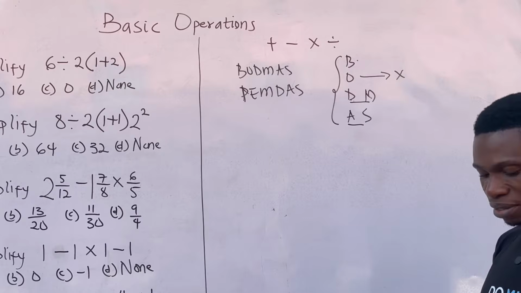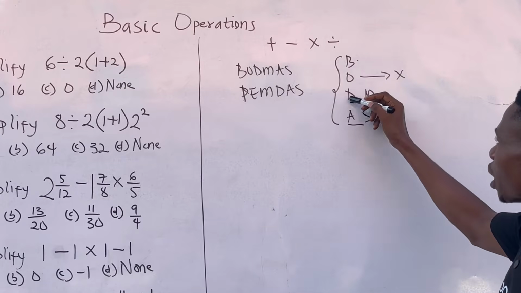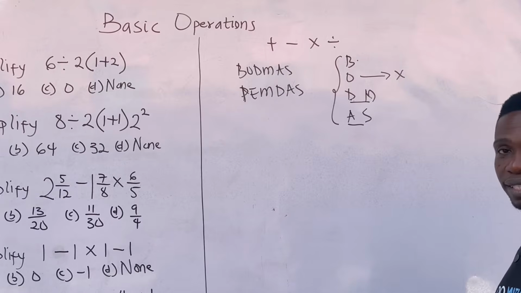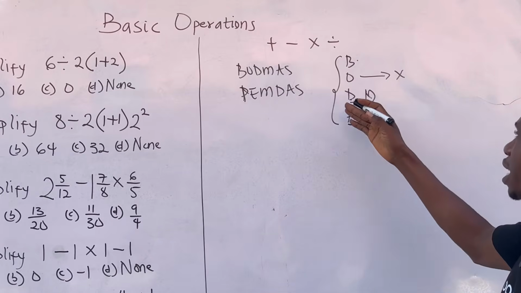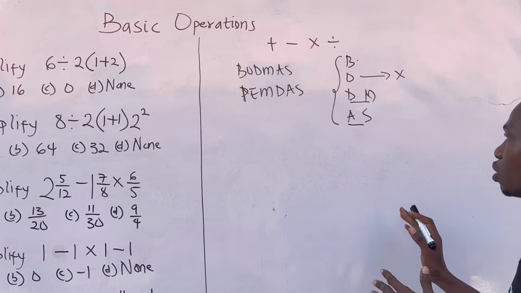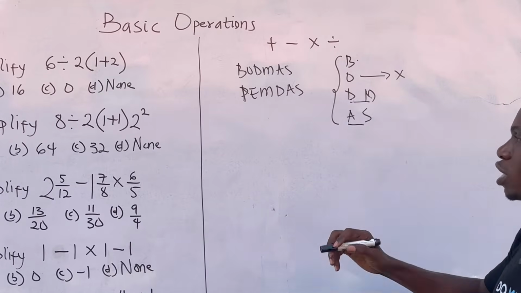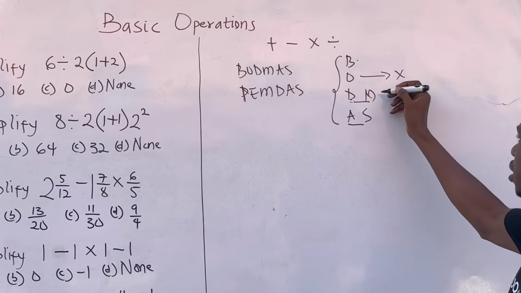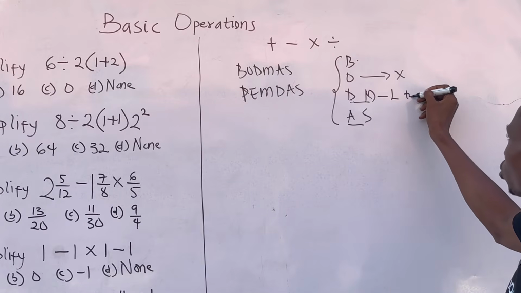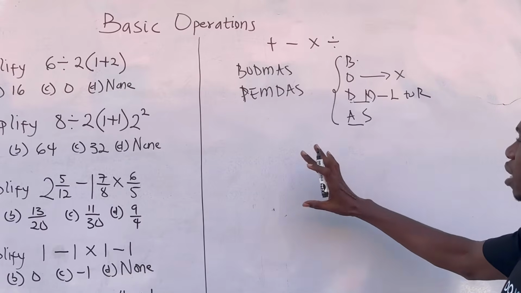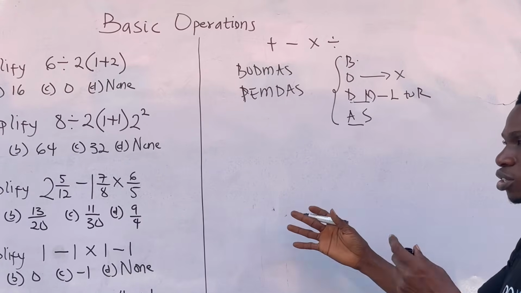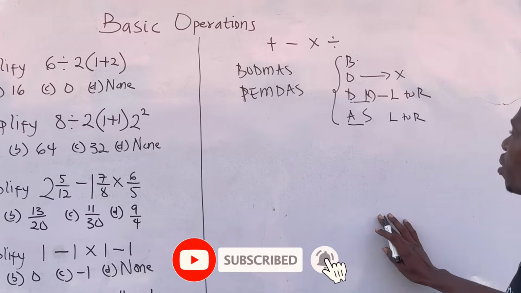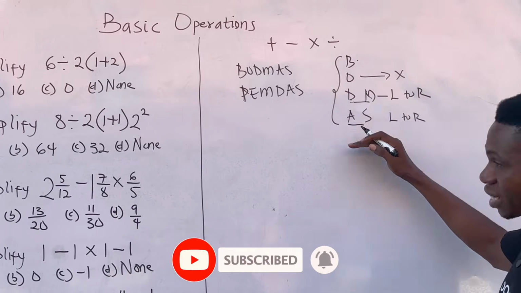Now what it means is that if there's a case where you have division and multiplication together, you go from left to right. So don't say division is higher than multiplication, let's divide first before we multiply. No, if you have a case where you have to deal with both of them, you go from left to right. And then when you have addition and subtraction and you don't know which one to do first, just go from left to right. So that's how the BODMAS actually works.